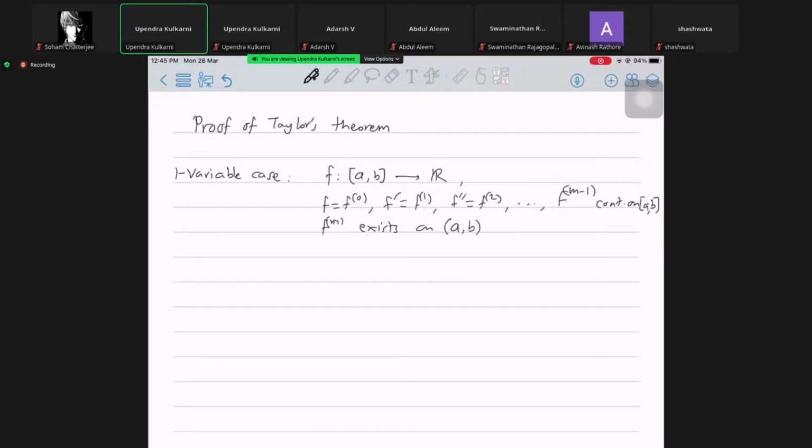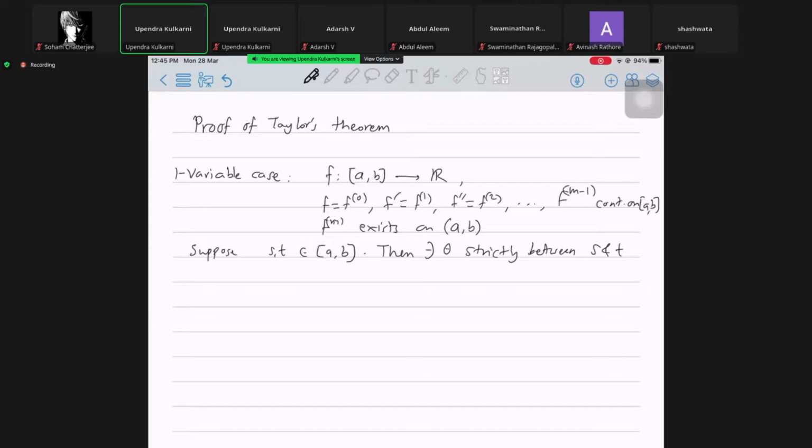Of course, in practice, what happens is that very often everything exists everywhere, at least for nice functions. Then, suppose we are given two points s and t in a and b. Then there exists a point theta strictly between s and t.